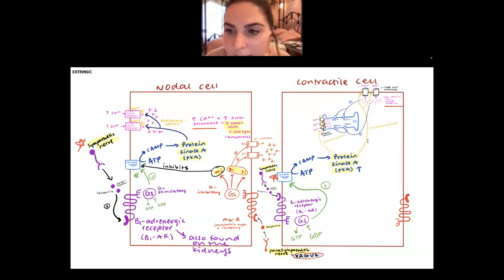So does the SNS override regular nodal cells? Yeah, good question. Yeah, so it kind of overrides it. It'll increase the SA node's pacemaking, basically. So it's kind of in charge. As soon as extrinsic kicks in, that's in charge now.